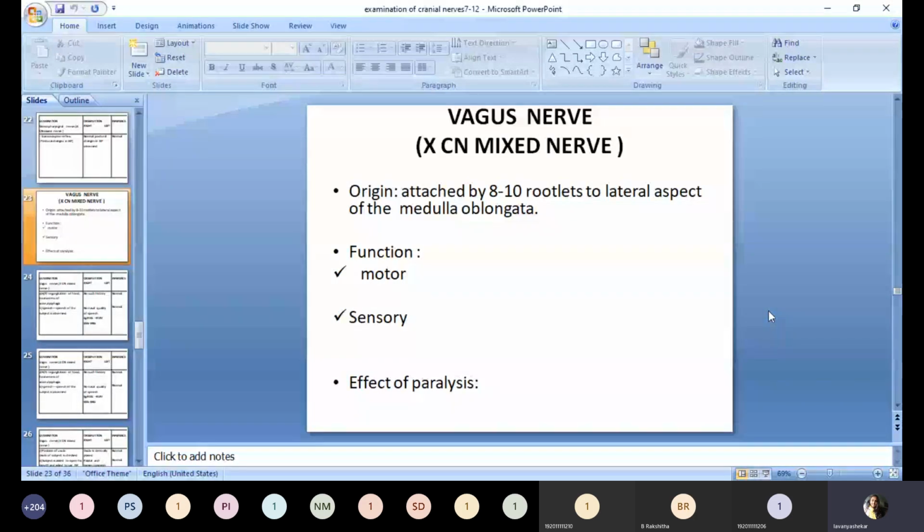So the motor fibers supply the involuntary muscles of respiration, your heart, and your GI tract up to the 2/3 of your transverse colon. Also, it supplies the voluntary muscles like all the constrictor muscles of the pharynx, all intrinsic muscles of the larynx, and the muscles of the soft palate are supplied by the vagus. And the sensory component of the vagus is mainly distributed to the mucous membrane of your GI tract and also the mucous membrane of the larynx, pharynx, and the soft palate.